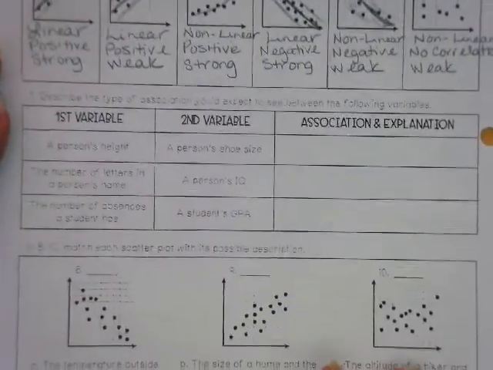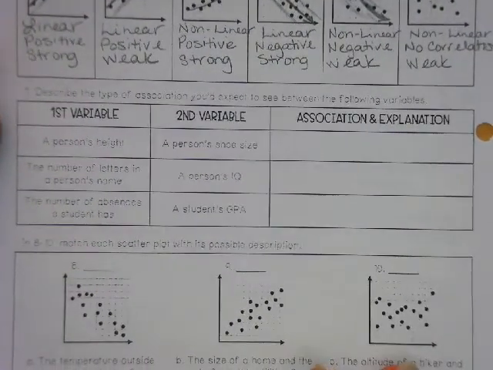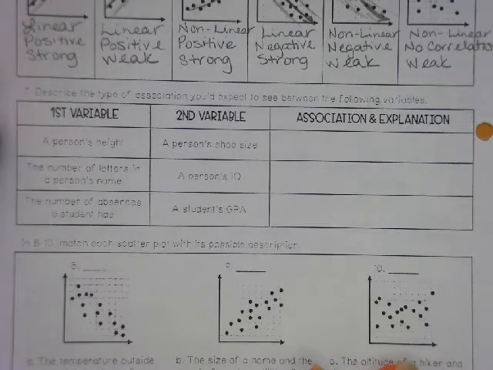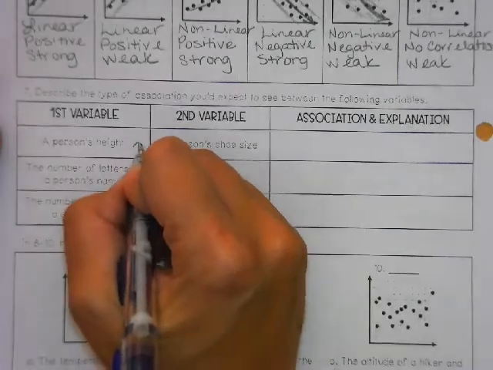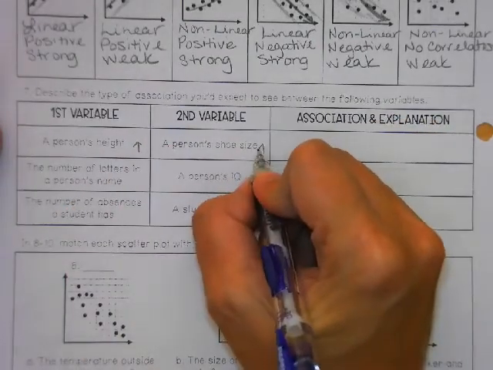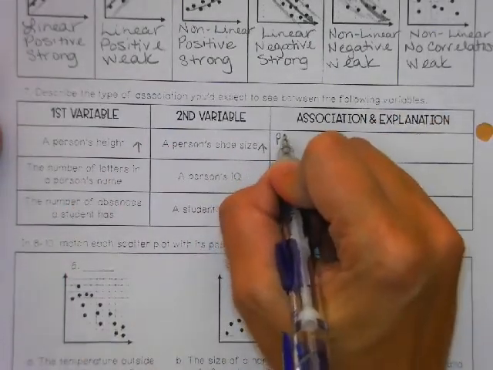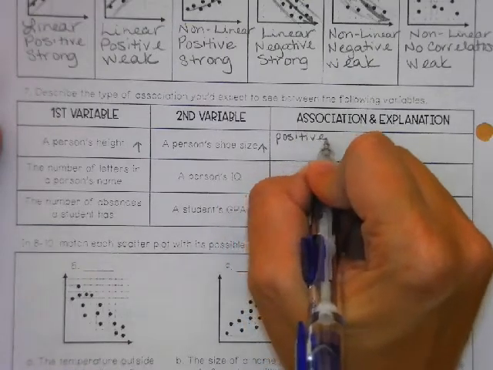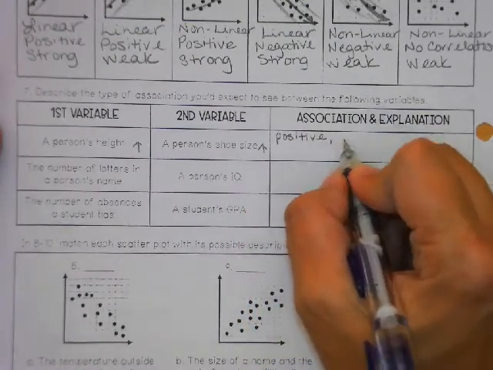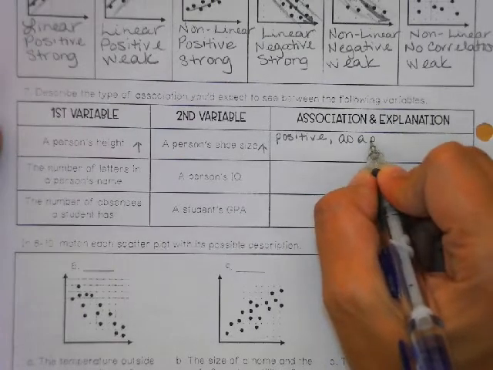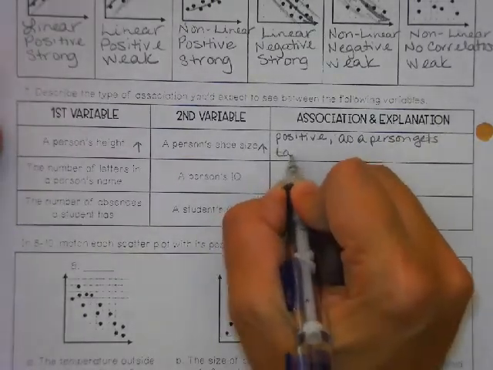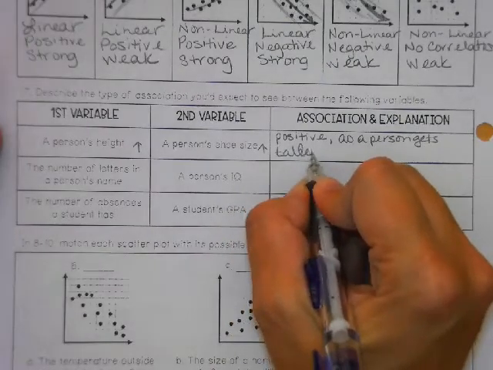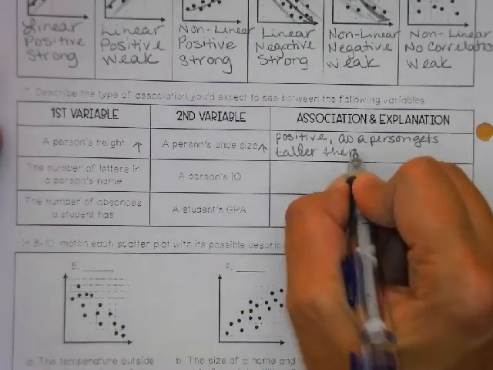So here we have, again, some more bivariate data. Describe the type of association you expect to see between the following variables. A person's height and their shoe size. Well, what happens as you get taller? Your foot tends to go up. So this would be a positive correlation. We can say, as a person gets taller, their foot grows.